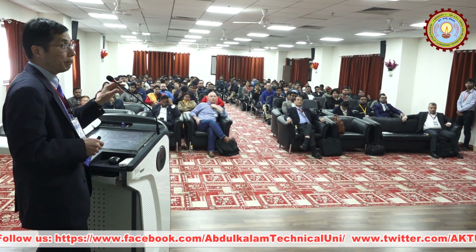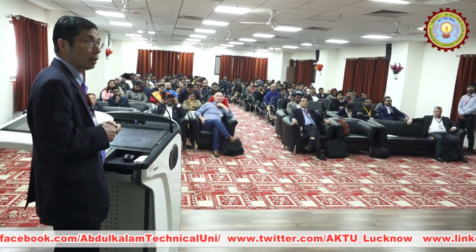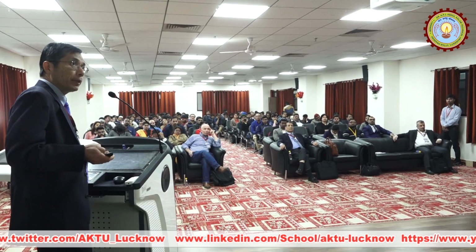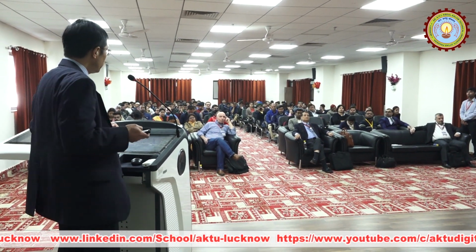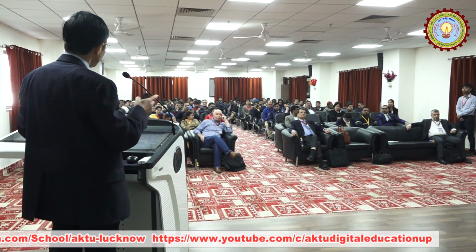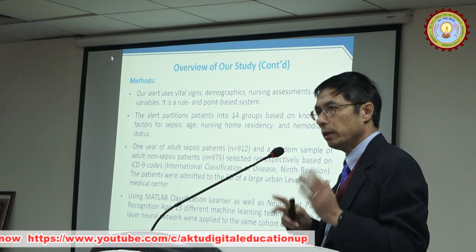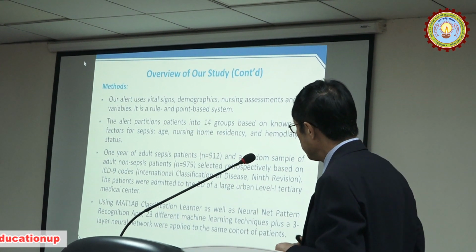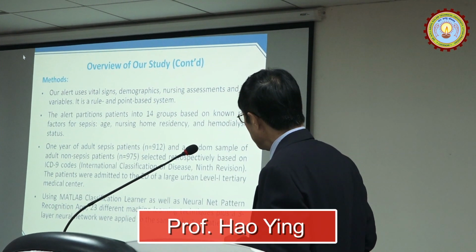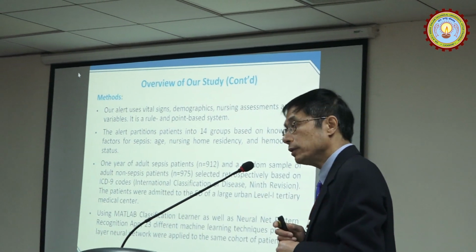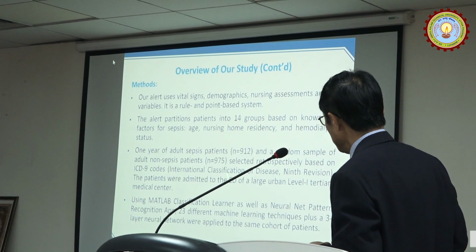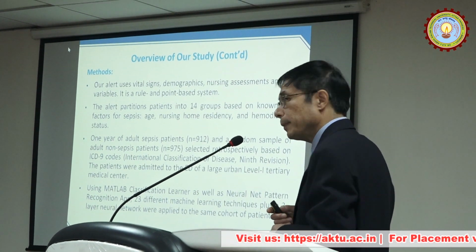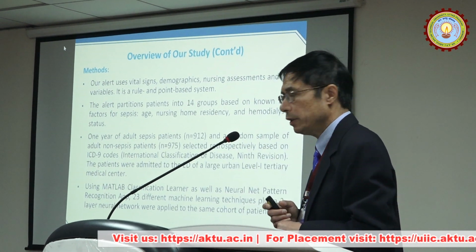So basically, we use routinely measured vital signs, demographics, and nursing assessments, as well as blood lab tests. One of the novelties of our system, which I only have a couple of slides for, is that this problem occurs in children too, but that's not the emphasis of this study. We have 912 patients that suffer sepsis, and the control group is 975 randomly selected non-septic patients, from the emergency department of a large hospital, Detroit Medical Center. The hospital sees about 250,000 patients every year.